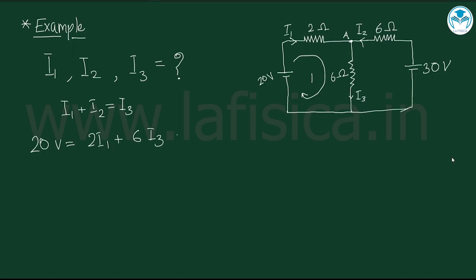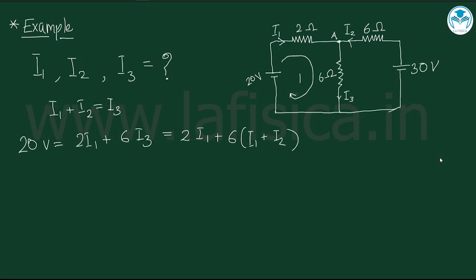But we have I3 equal to I1 plus I2. Then we can write 2I1 plus 6 times I1 plus I2, which gives 20 volt equal to 8I1 plus 6I2.